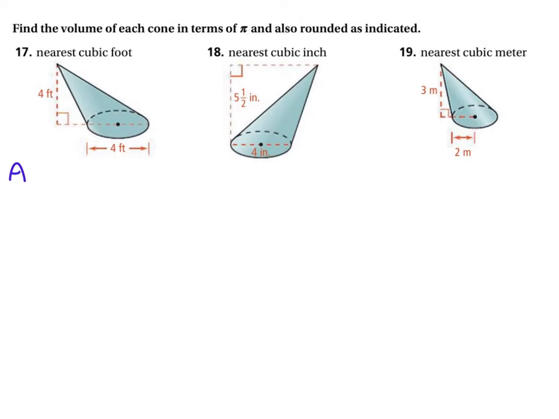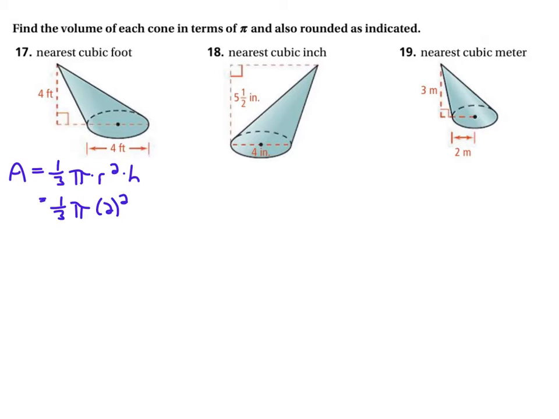We'll say, okay, if the formula is volume equals 1/3 pi times the radius squared times the height, we're going to drop those numbers in, and we're just going to leave pi as pi. Let's see, the radius is, if the diameter is 4, the radius is 2.